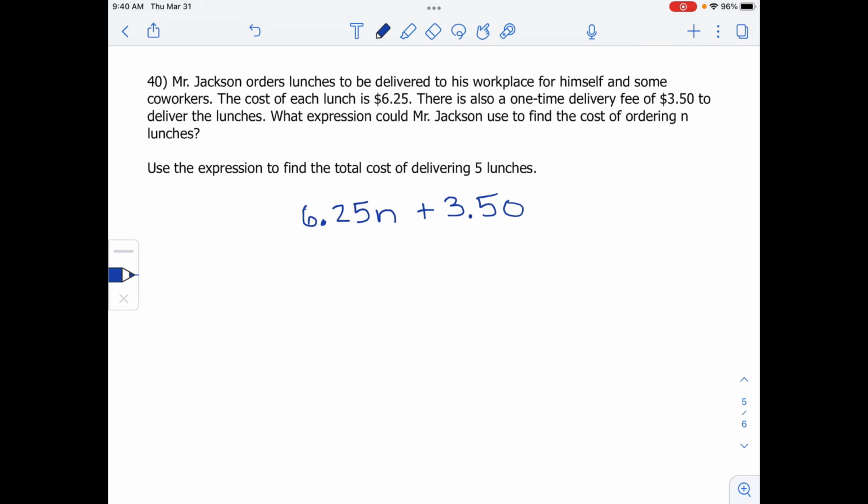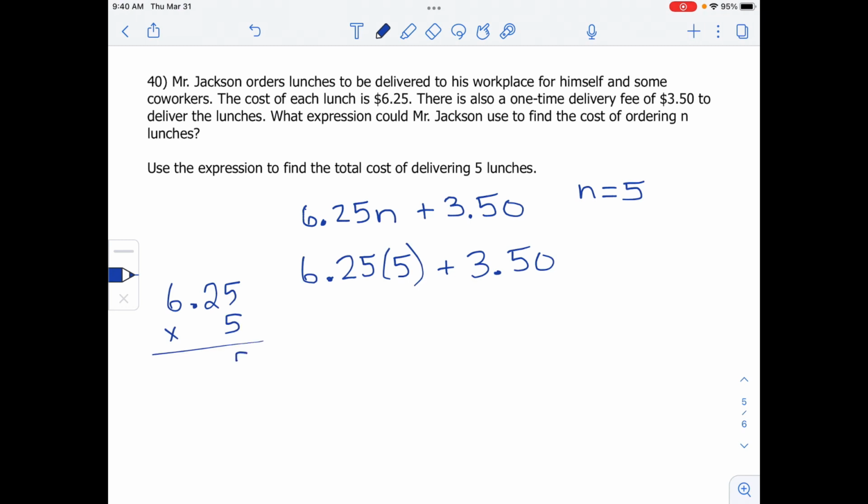All right, now we're being told that n is equal to 5. We're buying 5 lunches. So we're going to multiply 625 times 5, substitute it in, and then we're going to add 350 after that. So 625 times 5, 5 times 5 is 25, 5 times 2 is 10, plus 2 is 12, and 5 times 6 is 30, plus 1 is 31. We have 2 decimal place values in our factor. We need 2 decimal place values in our product. So the lunches will cost us $31.25.